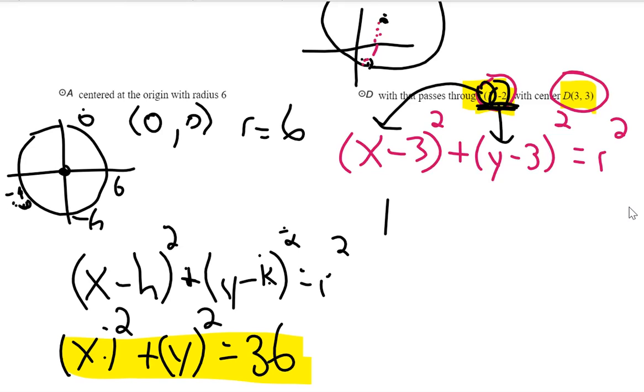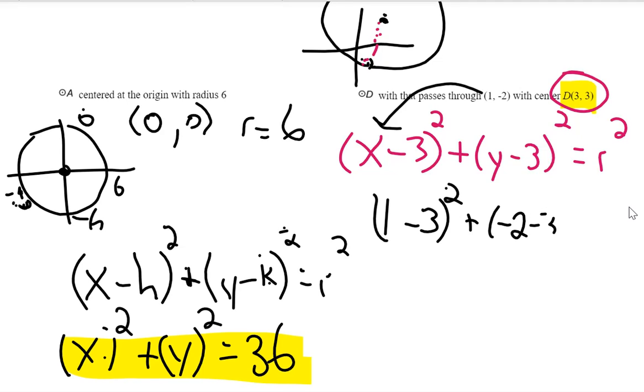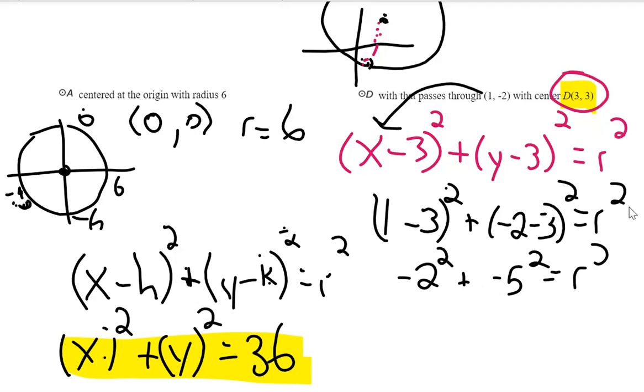I'm going to plug in 1 for x, and I'm going to plug in negative 2 for y. I'm just going to set these equal to my radius squared. 1 minus 3 is negative 2, so I'll have negative 2 squared. Plus negative 2 minus 3 is negative 5, so I'll have negative 5 squared. That should equal my radius squared.